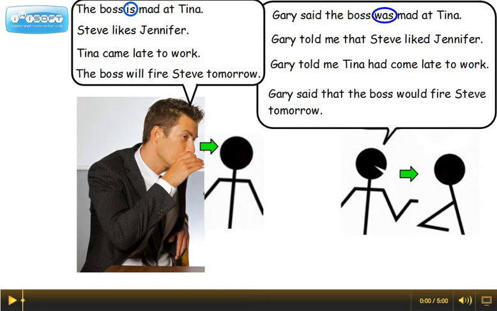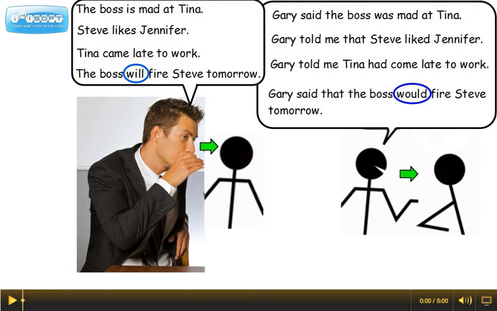Now look at the verb in the original message, is. And notice how it's been transformed in reported statements. Is becomes was. Likes, liked. Came, had come, will, would.